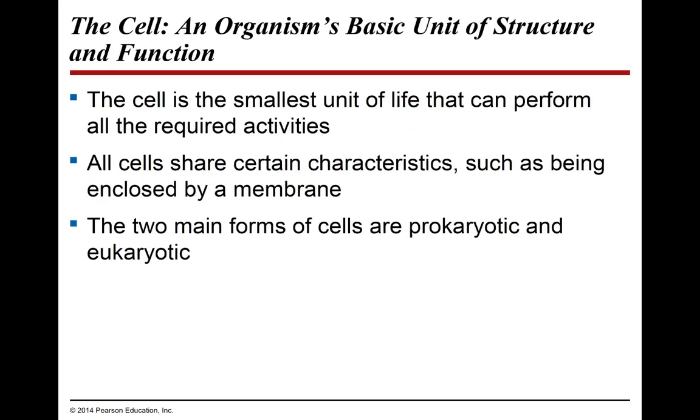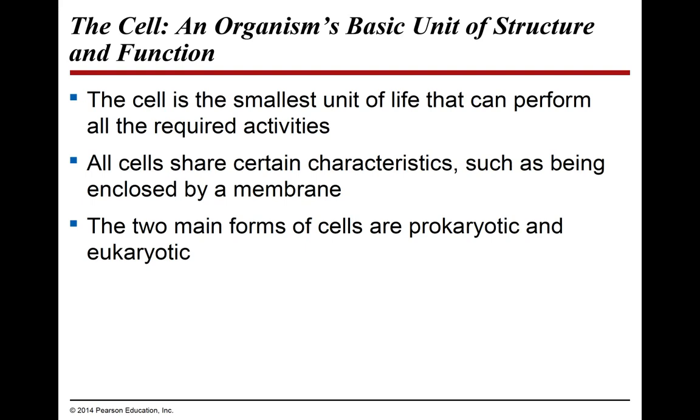Okay, so the cell is a basic unit of life. An organism's basic unit of structure and function. This is, again, one of those themes that a cell is the basic unit of life. So the cell is kind of the definition of everything that a living organism has to have in order to be considered alive. A cell is the smallest unit of life that can perform all the required activities of life. And again, depending on your textbook, there's anywhere from 6 to like 12 characteristics of life. Our textbook uses a smaller number, but basically all cells share these certain characteristics as defined by your textbook.